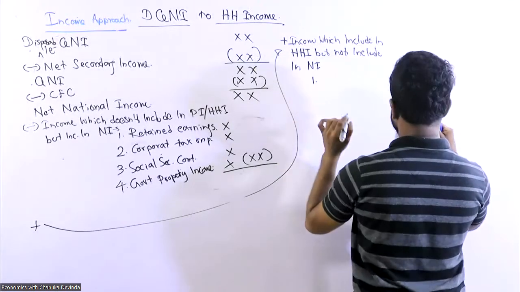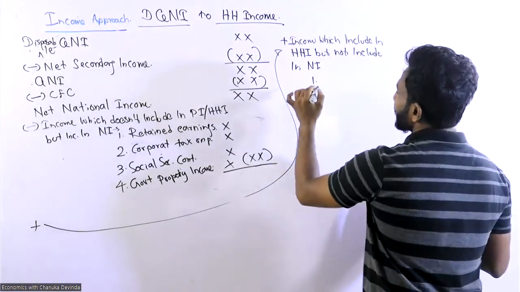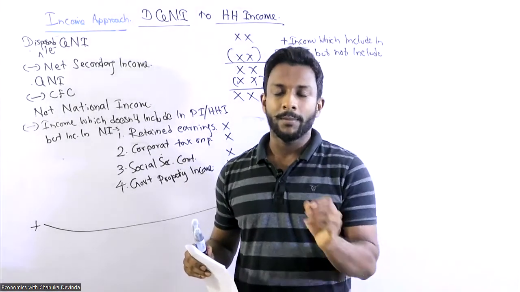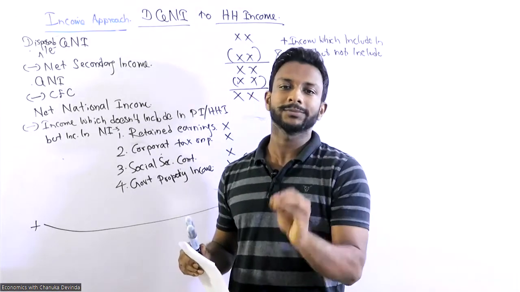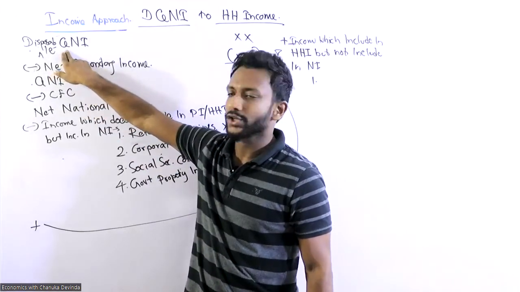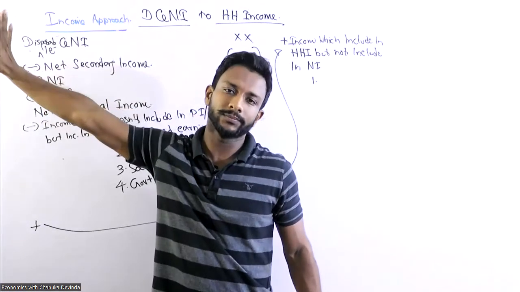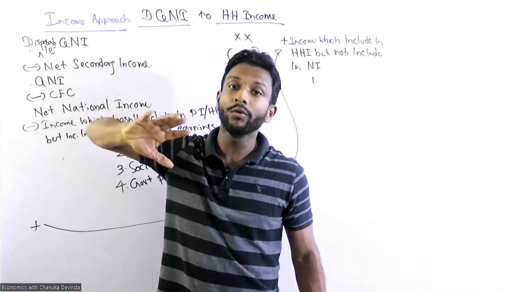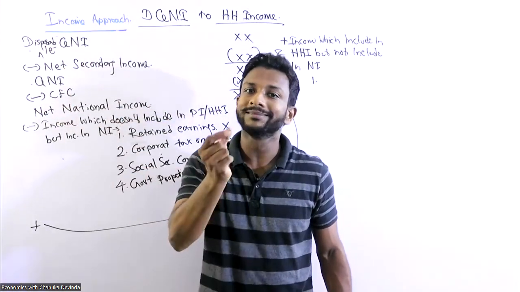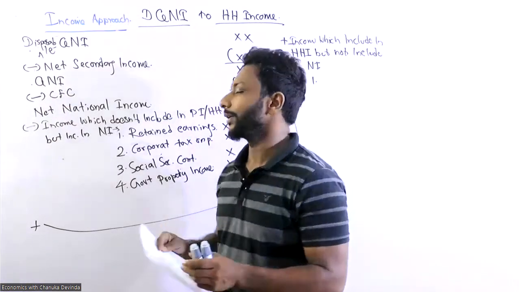First one, secondary income from the rest of world, but only personal, right? Personal secondary income from rest of world, because initially we transferred disposable gross national income to gross national income by eliminating all the secondary income, right? We removed all the secondary income. So now for the household, you will receive personal secondary income from rest of world. Write down.